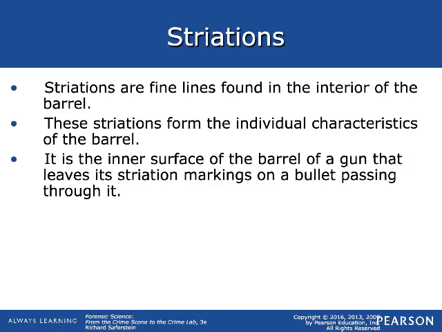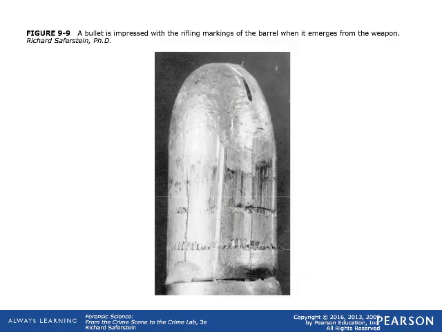Okay, now a striation is a line. Striations are fine lines in the interior of the barrel, and they form the individual characteristics of the barrel. It's what makes each gun distinct. It's the inner surface of the barrel of a gun that leaves its striation markings on a bullet passing through it. Here is a picture of a bullet with rifling markings on it. It has grooves, like scratch marks, where it came out of the barrel of the weapon.